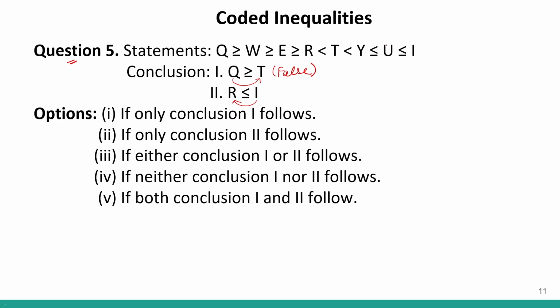Correct? So, if we move from I to R, I can see this information. It says that I is greater than or equal to U, which is greater than or equal to Y, which is greater than T, and T is greater than R.